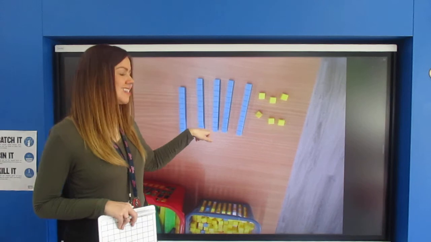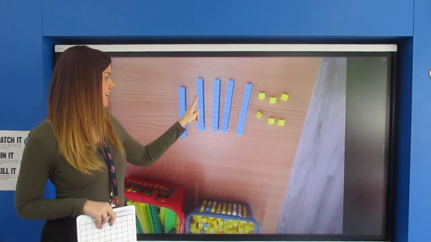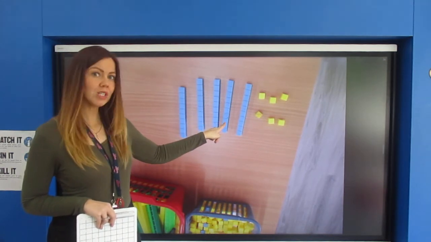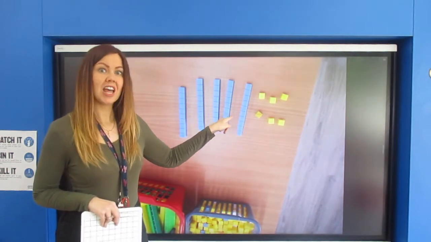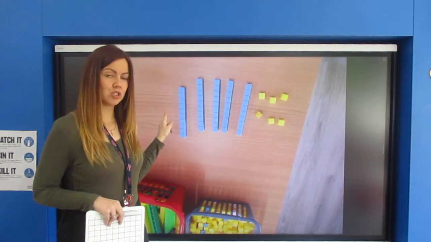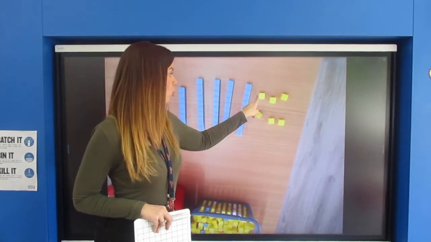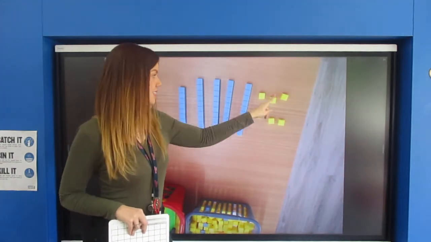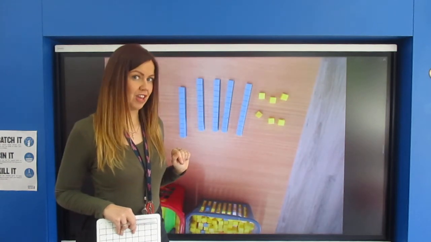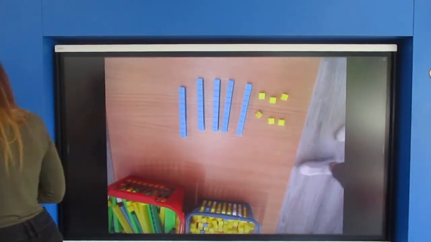Remember, these are 10 sticks, so there's always 10. 10, 20, 30, 40, 50. Well done. There is 50. There are 5 10s, which makes 50. Now have a look how many ones I've got. 1, 2, 3, 4, 5, 6. So if you can remember, you've got 50 here and 6 here. You have got 56. Let's have a look at writing 56 as a number.